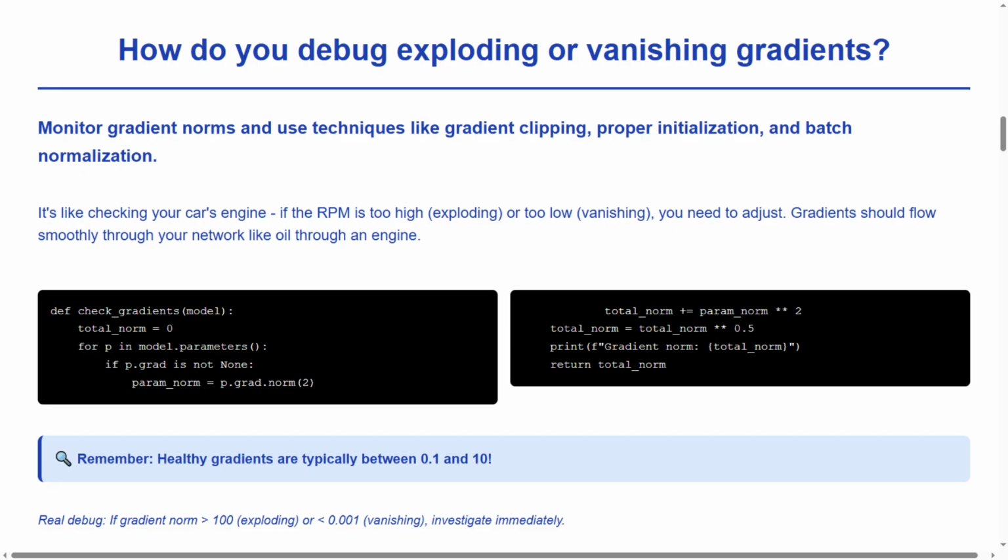Remember, healthy gradients are typically between 0.1 and 10. Real debug: if gradient norm exceeds 100 or falls below 0.001, investigate immediately. Monitor gradients like checking engine health.